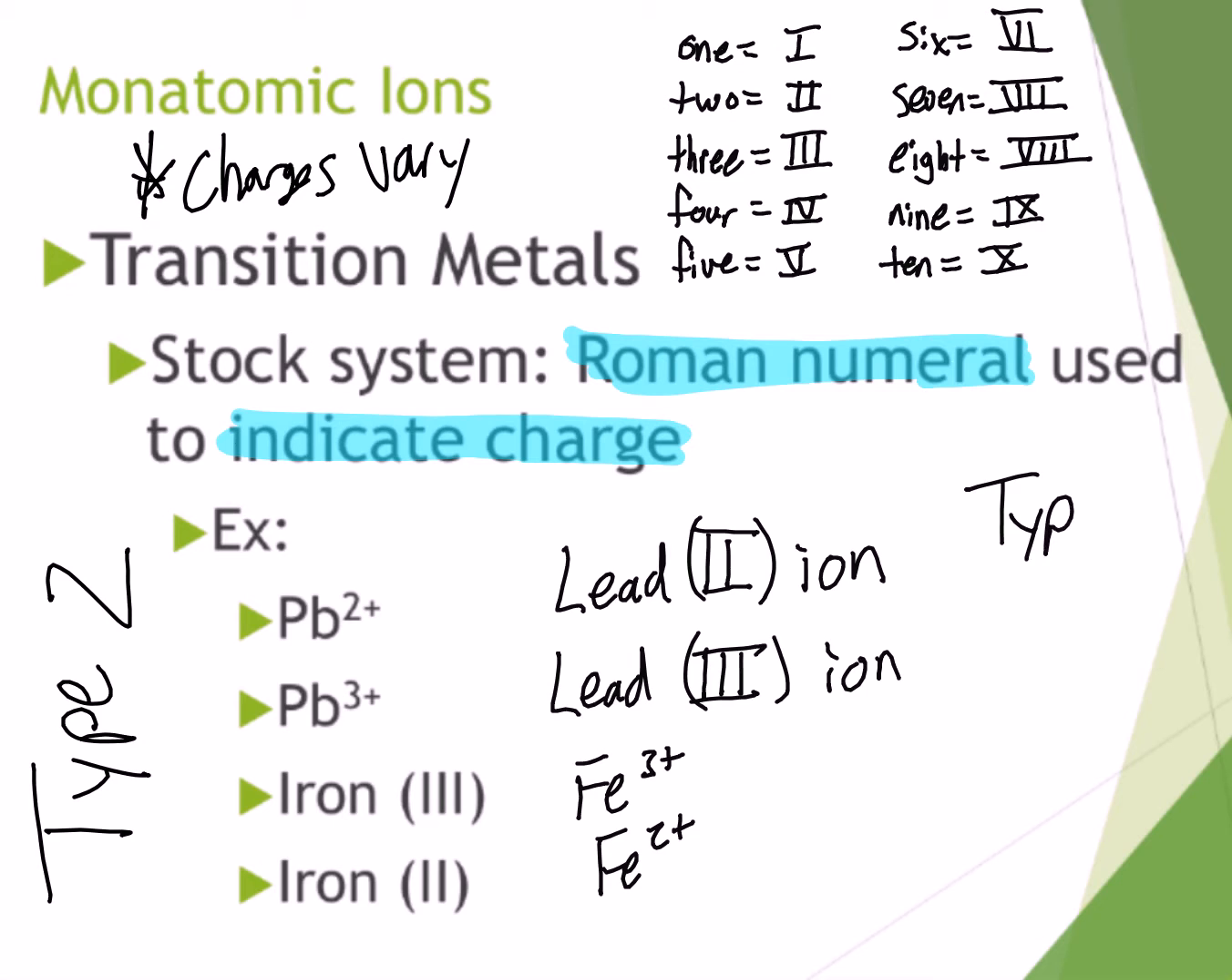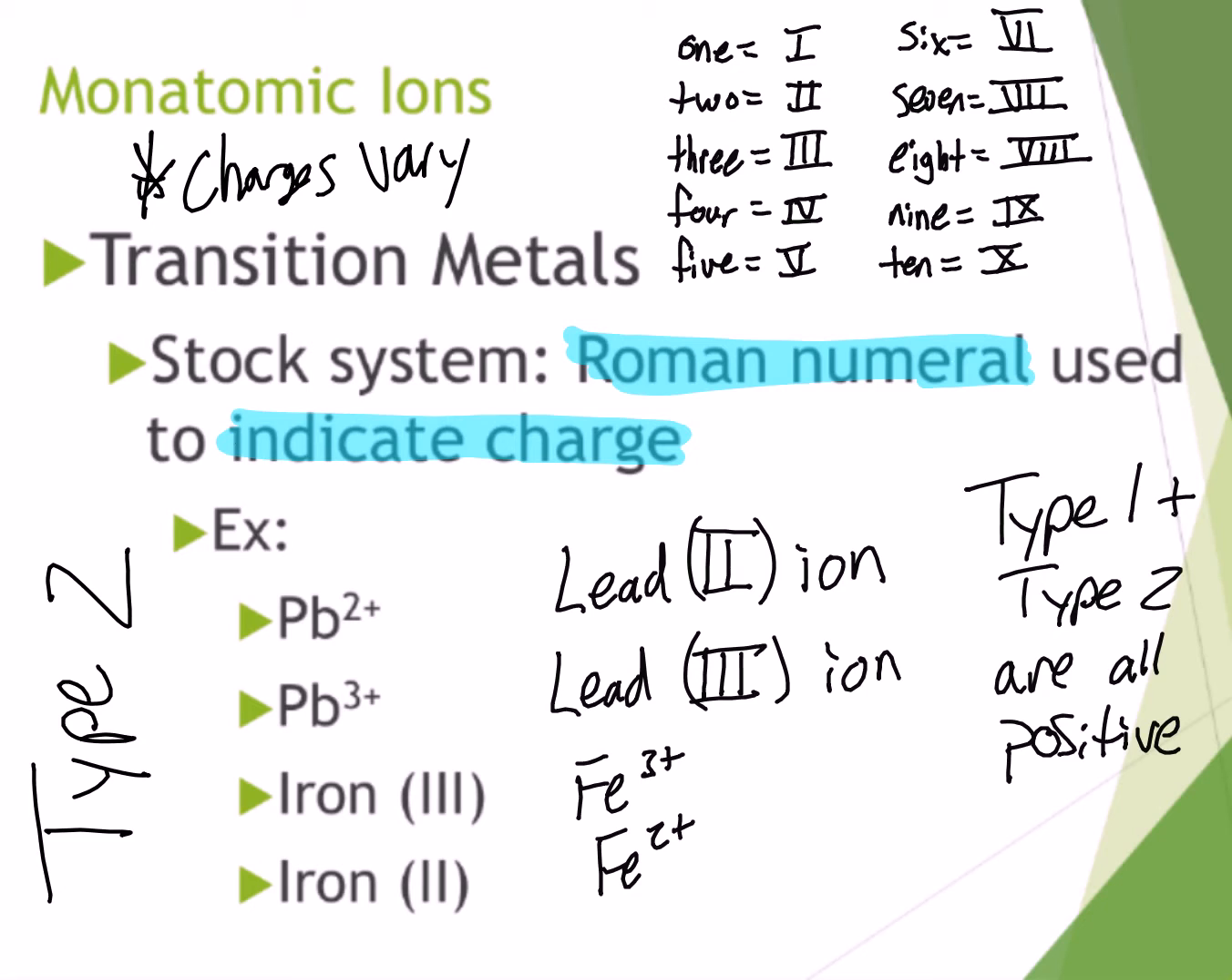So add this to your notes. Type 1 and type 2 are all positive. Hydrogen would be the only exception. It can be positive or negative, depending on what it's bonded to. What ion are we missing? The negative, which are called anions.